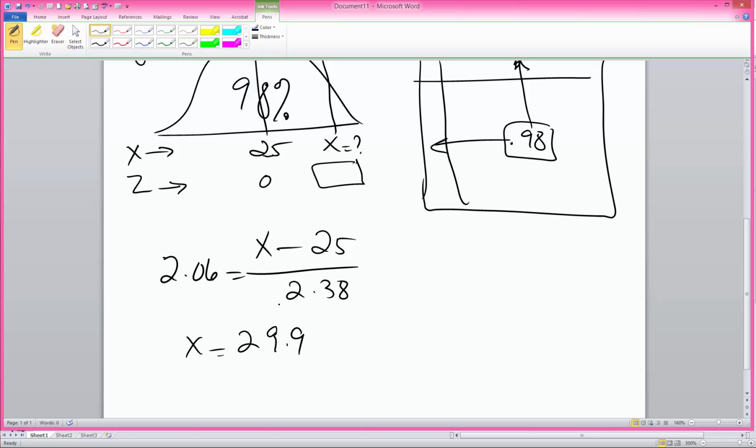If you were to go through the calculations, which is 25 plus 2.06 times 2.38, I was going based on memory and I wrote it wrong.